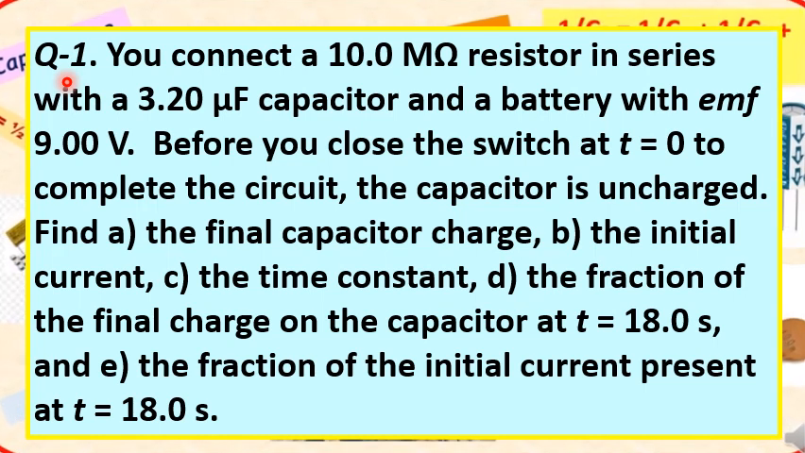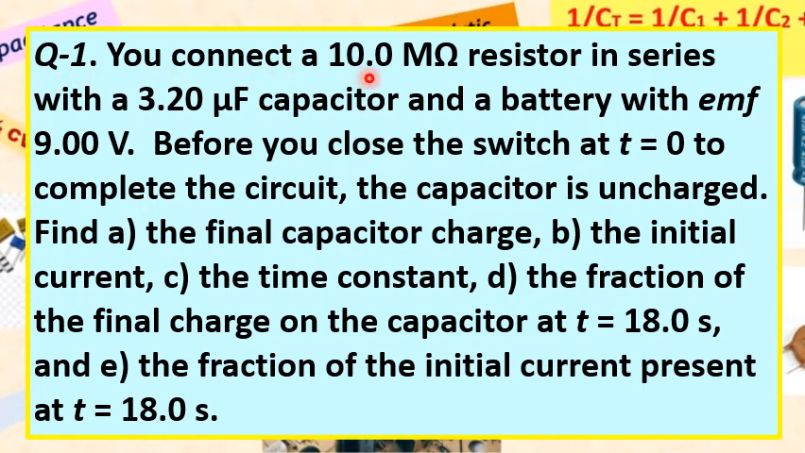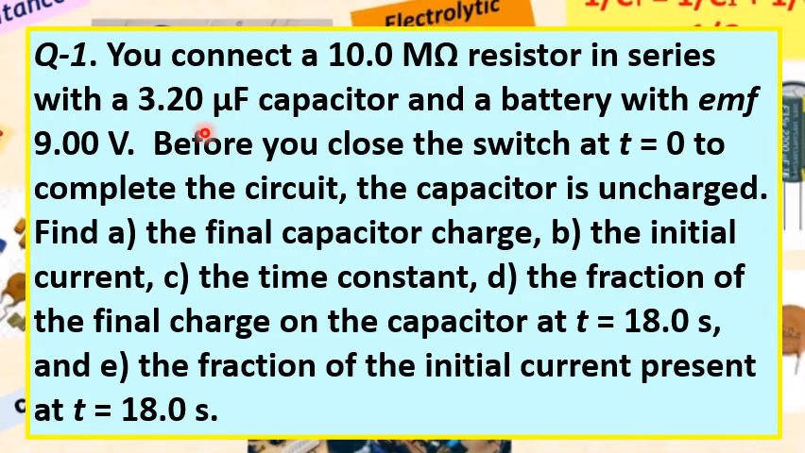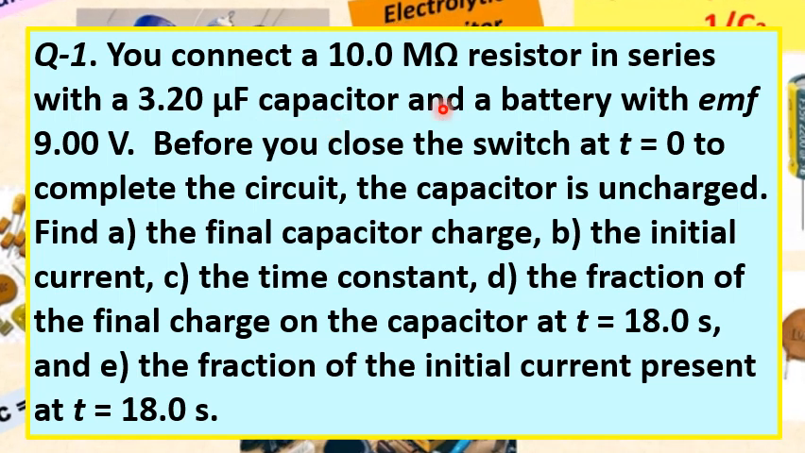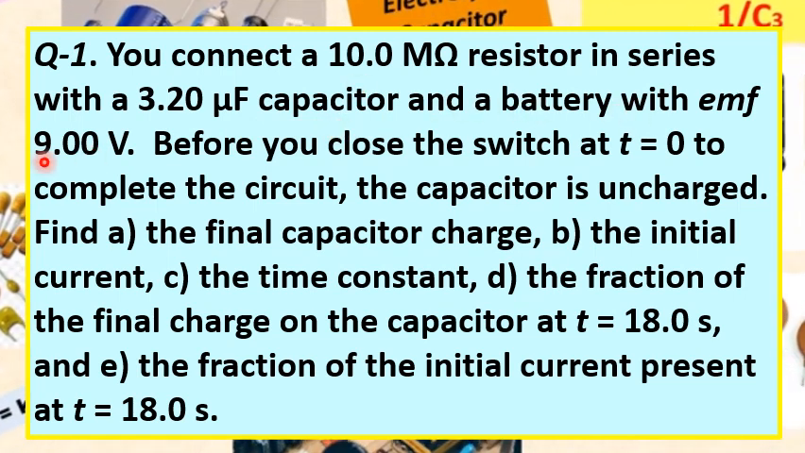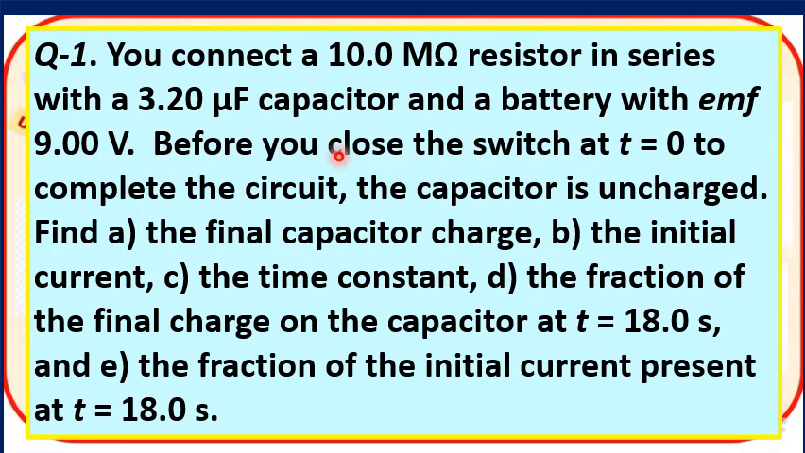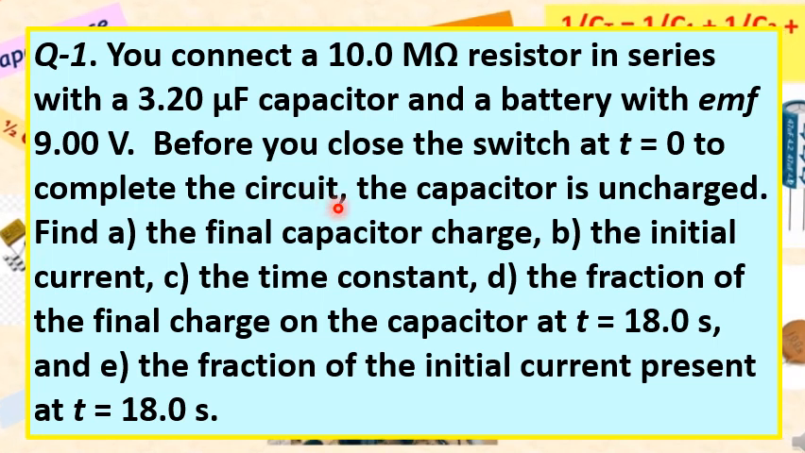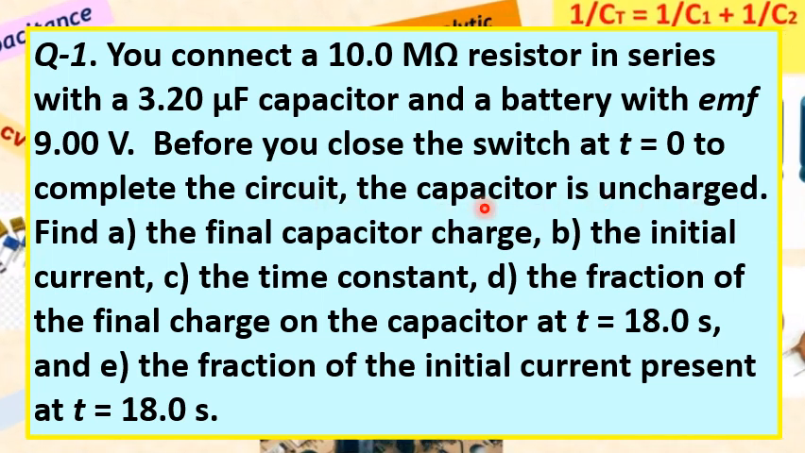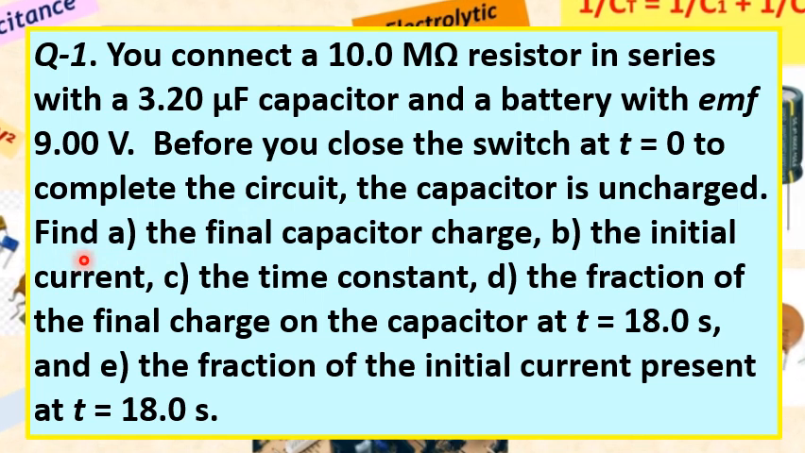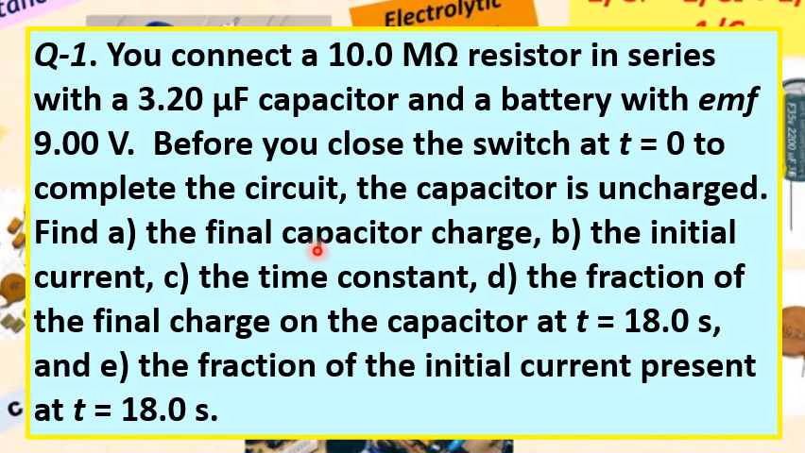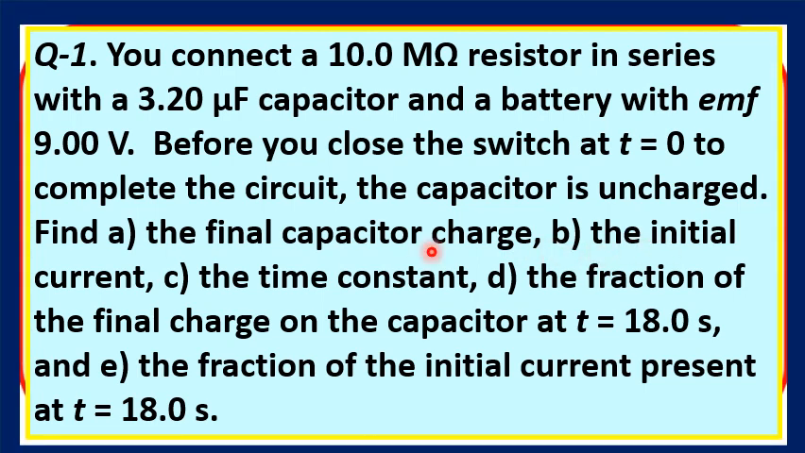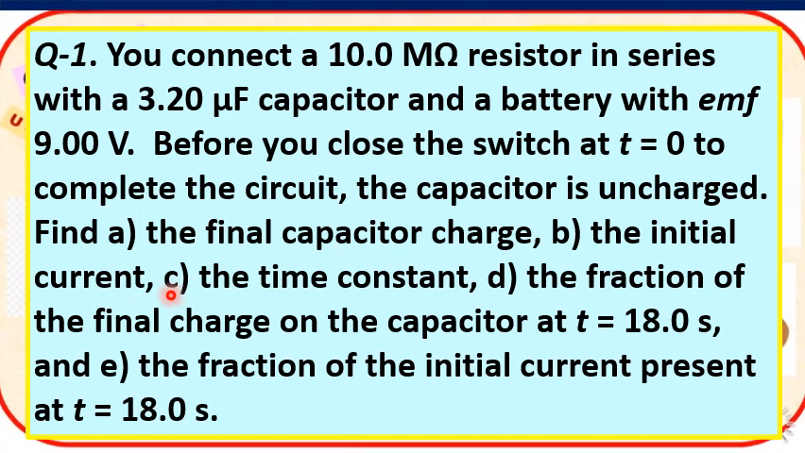Question number 1. You connect a 10.0 mega ohm resistor in series with a 3.20 microfarad capacitor and a battery with EMF 9.00 volts. Before you close the switch at time equals 0, to complete the circuit, the capacitor is uncharged. Question letter A. Find the final capacitor charge. And question letter B. Find the initial current. Letter C. Find the time constant.